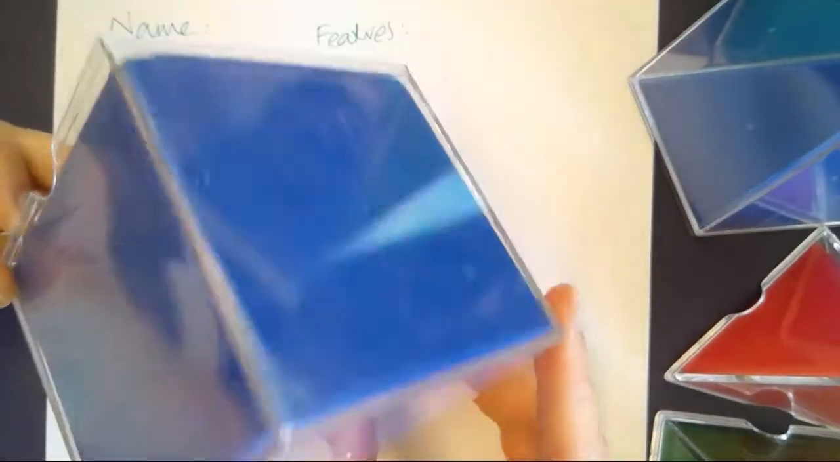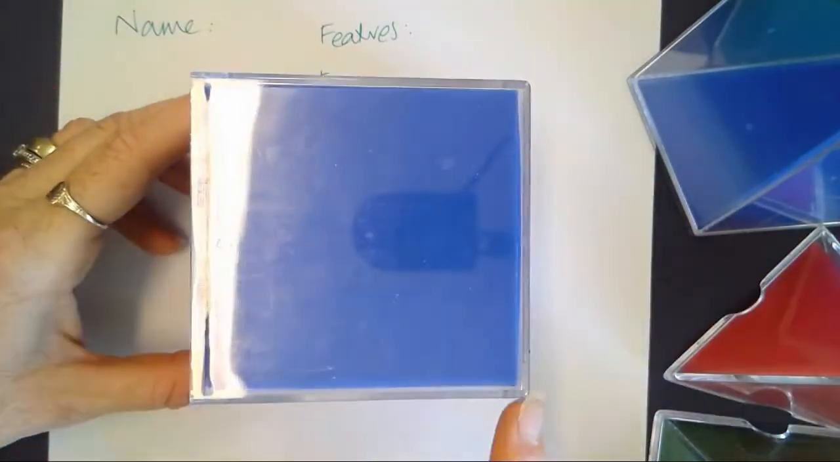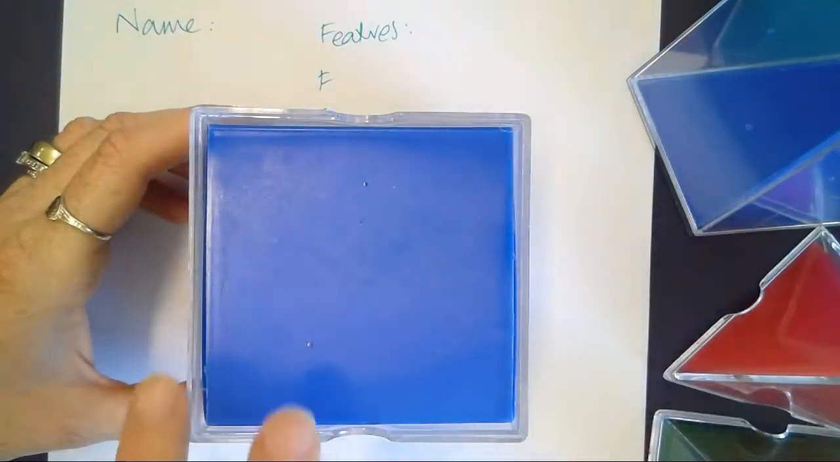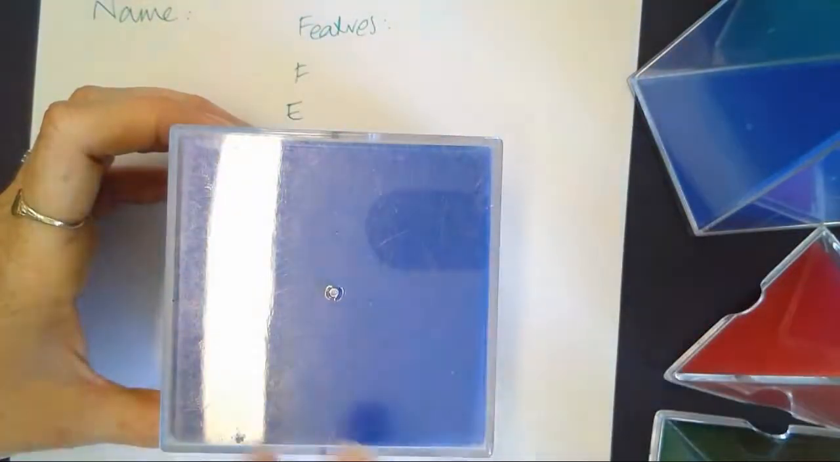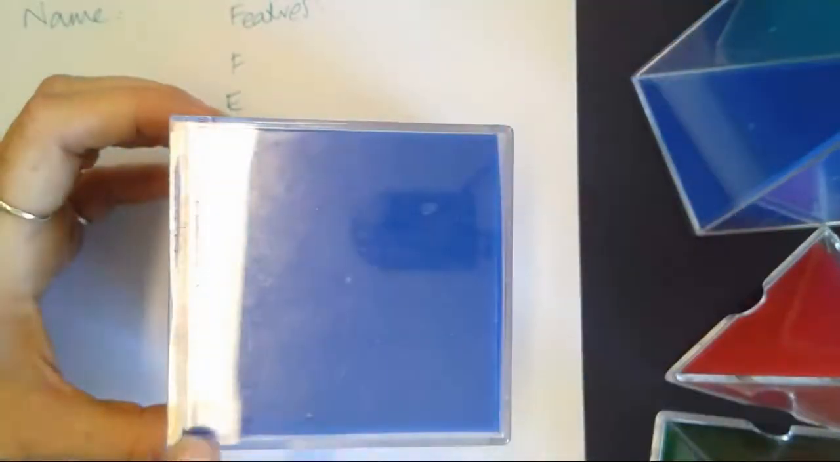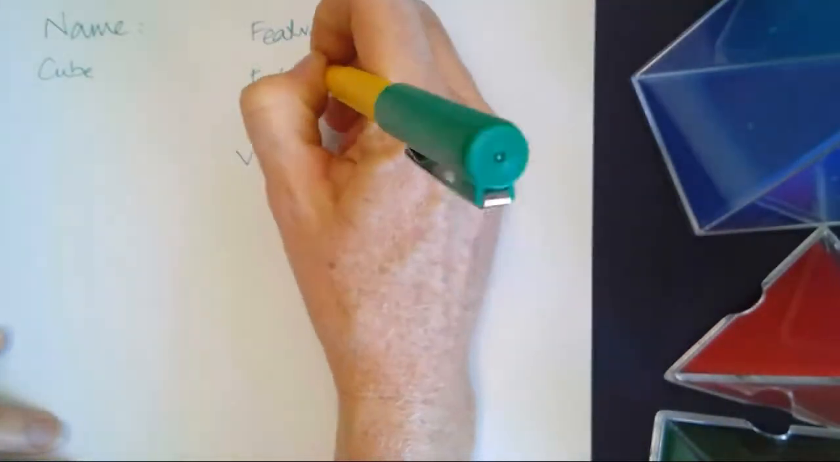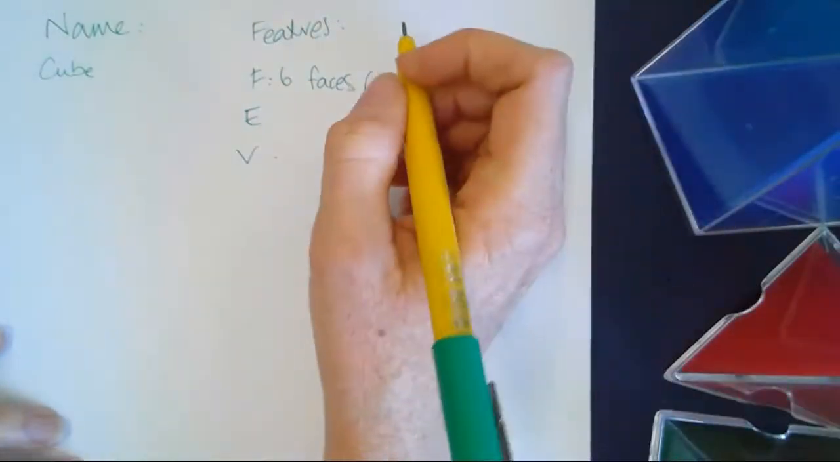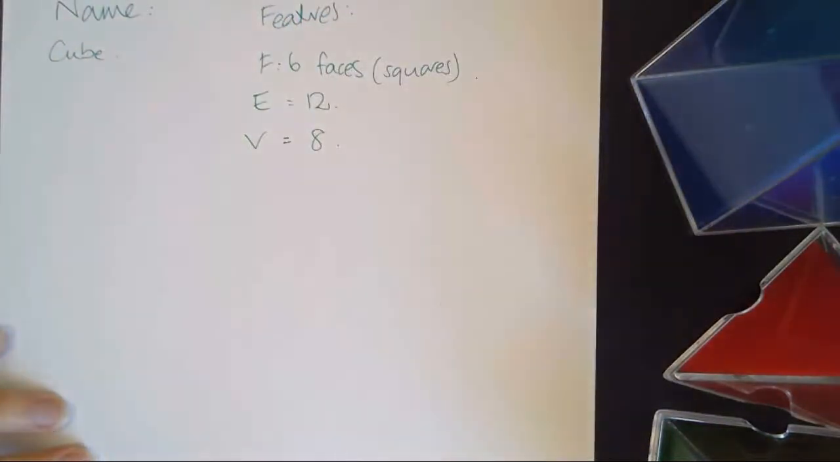Now the features of a cube is that it has 6 faces all the same, and they are squares. It has 1, 2, 3, 4, 5, 6, 7, 8 vertices. And then we've got edges. 1, 2, 3, 4. Same on the other side. 5, 6, 7, 8. I can't even count. 9, 10, 11, 12. So for our cube, we have 6 faces, and they are squares, 8 vertices, and 12 edges.